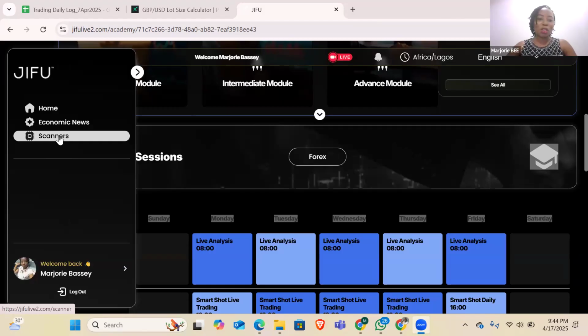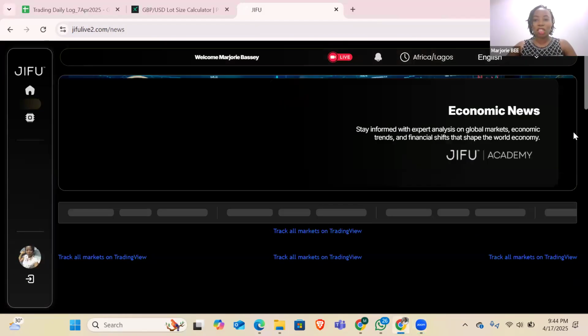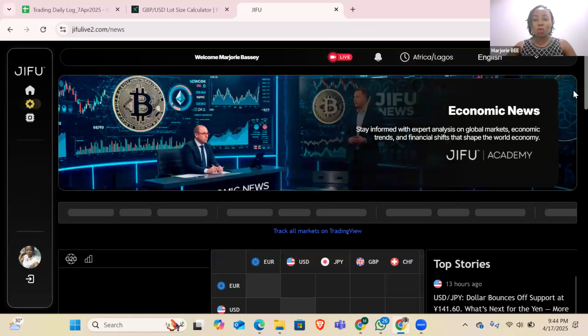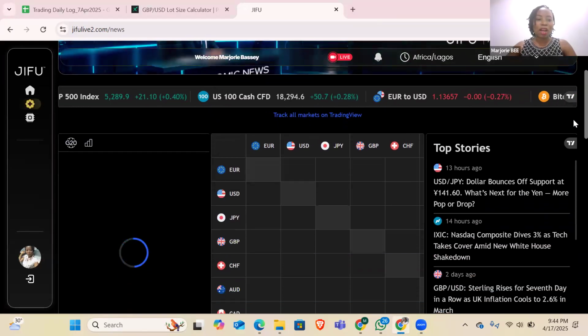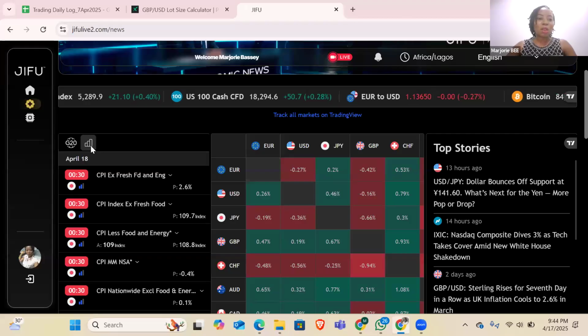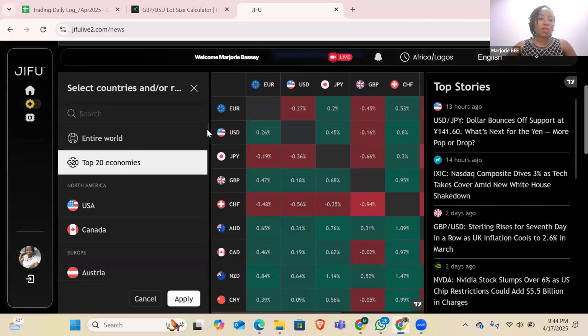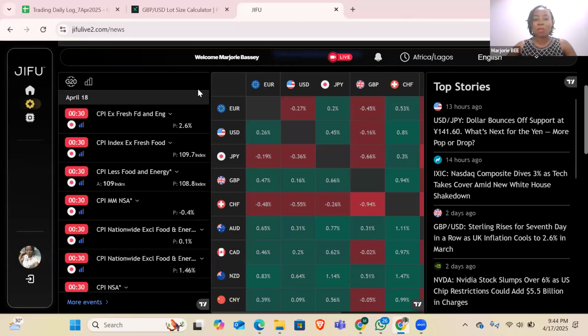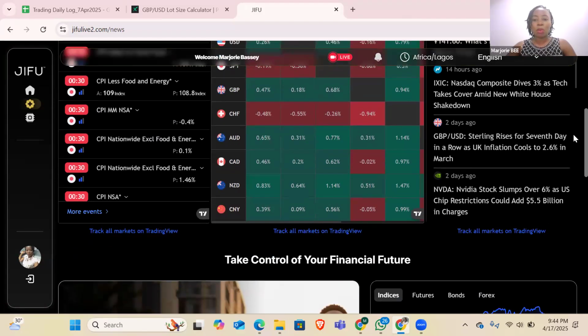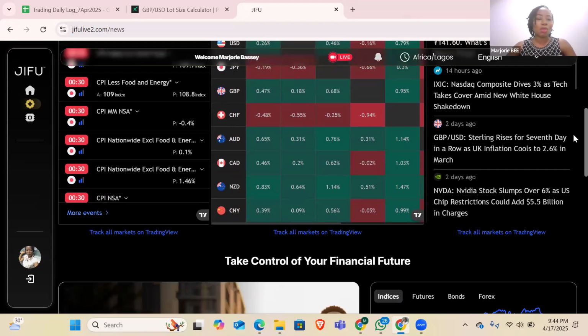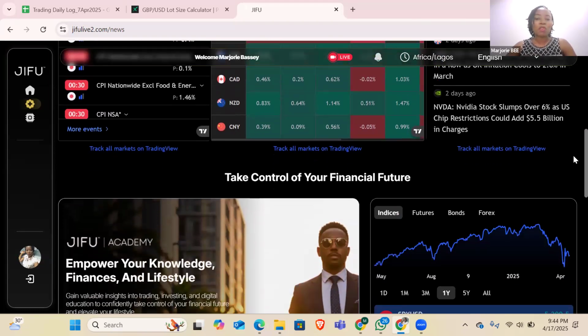So let's go to the scanner. And here, the economic news, let me quickly touch that. You have economic news where you can see what's going on. You have the G20, top 20 economies in the world. You can narrow it down to what's happening in the entire world, or what's happening in specific countries. You can get a glimpse of what's going on, and you can also see different news popping up. So sometimes you don't even have to go out of the JIFU platform. You can get information instantly.